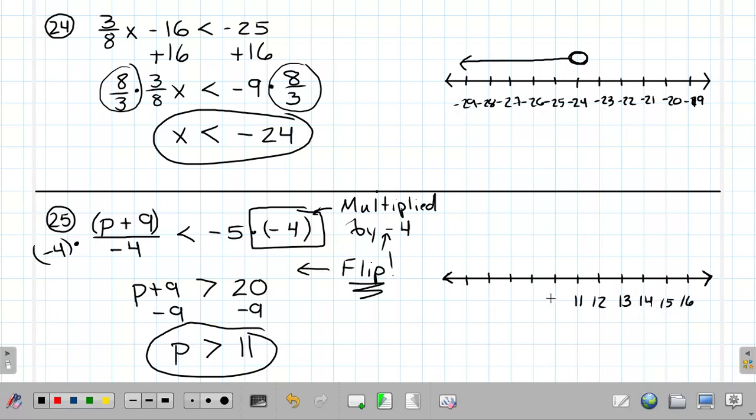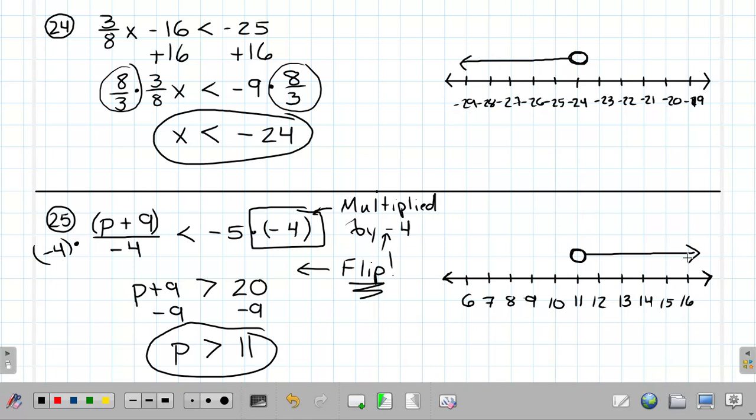Once again, label it as much as you can, just so it can be very clear what numbers, where you are on the number line, what numbers you're even talking about. So in this case, we're going to start at 11. So open circle at 11, and we want the numbers that are bigger than 11, so we go to the right. And that's pretty much it as far as solving inequalities go.